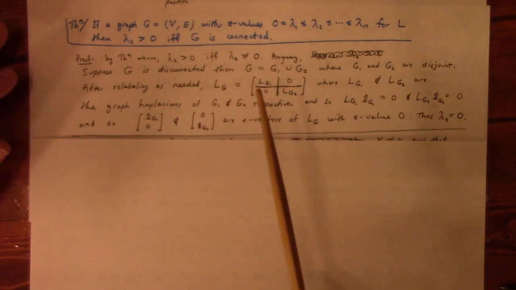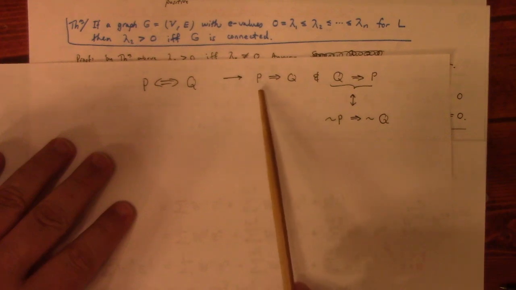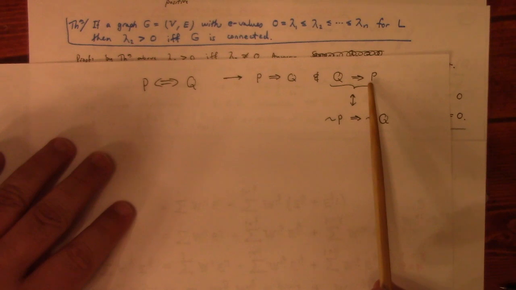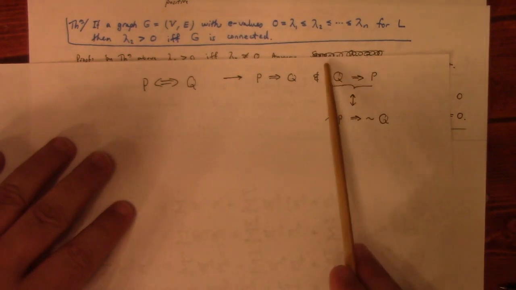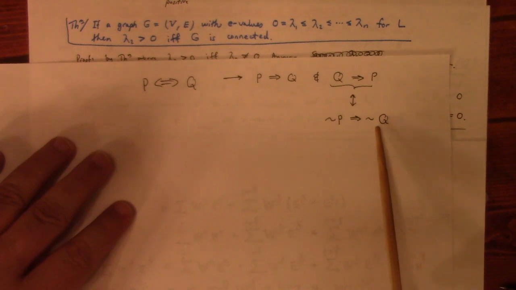And so I would just point out what he's doing here is using this little bit of logic. P if and only if Q requires the implication P implies Q to be true and also Q implies P to be true, right? This biconditional. But you can trade this one for not P implies not Q. And that's what he's doing right now.